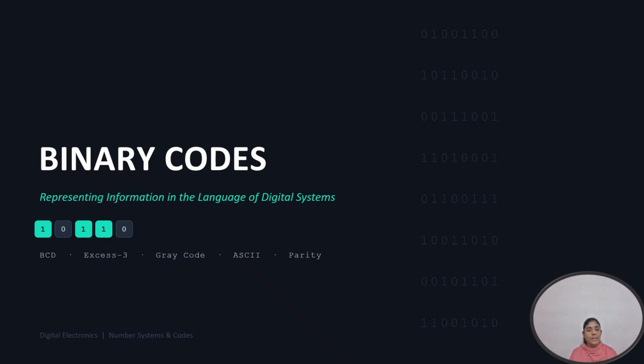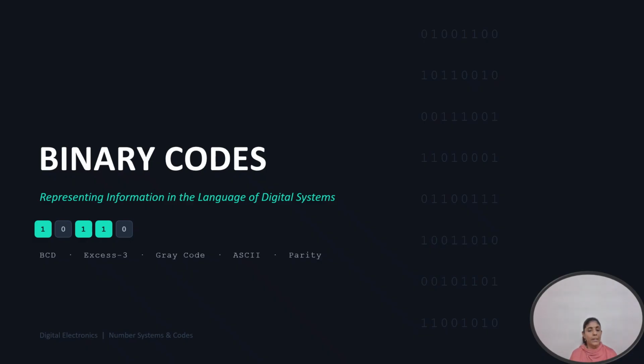Binary codes. See, it is representing the information in the language of digital system. That is the binary codes. You already know the machine can communicate by the language as combinations of zeros and ones. So check over here, I have given 10110. It is a sort of information passing from machine to machine.